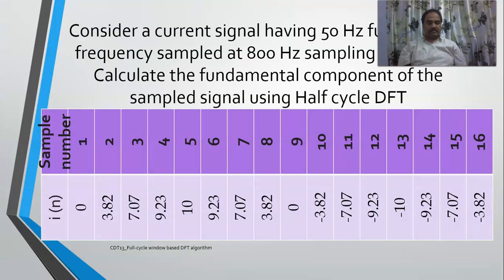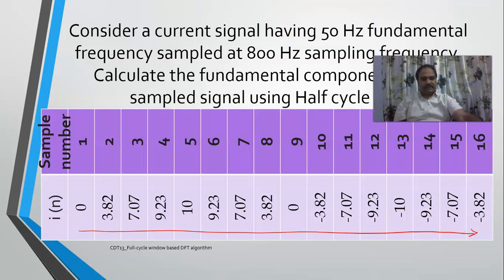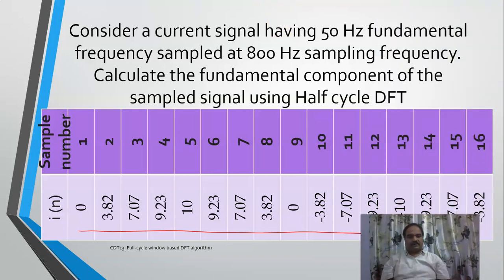Let's take this problem. I think this is a new problem. So these are the samples. See how many samples have been given for us? 16 samples have been given. Now let us check the input data. The signal has a 50 Hz fundamental frequency, which means that F0 is 50.